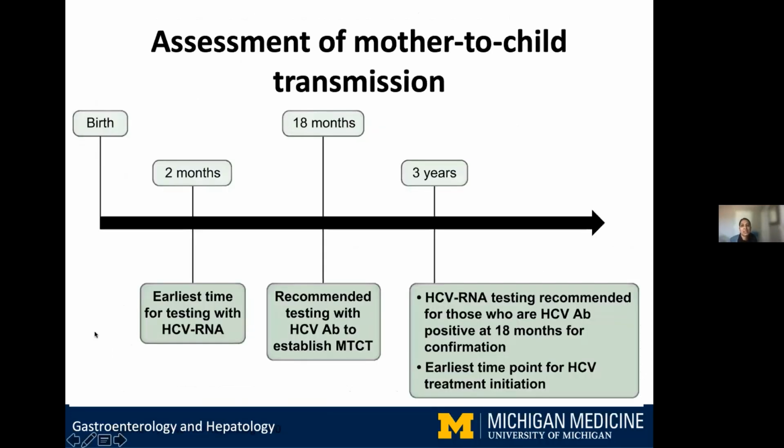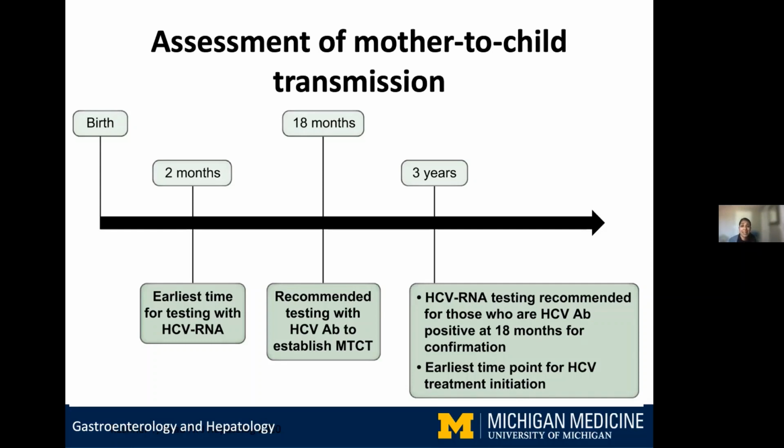So how do we assess for mother to child transmission? So we have the birth of the baby. We know the mom's status, the mom is infected. We have the birth of the child. And at 2 months is the earliest time that Hep C RNA can be done to know whether or not it's reliably detected in a newborn.